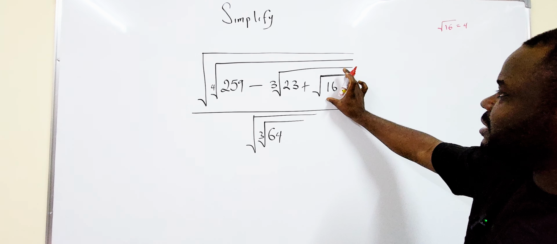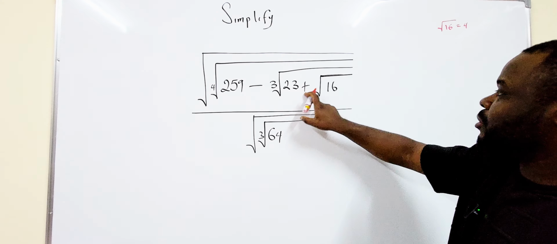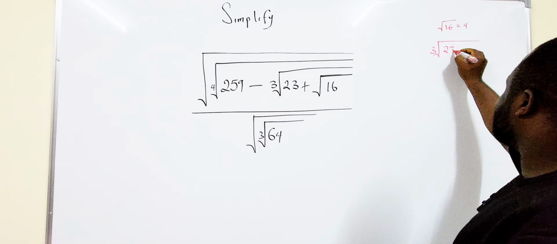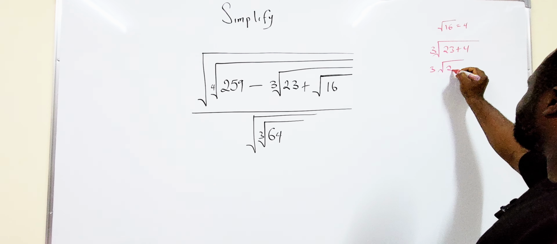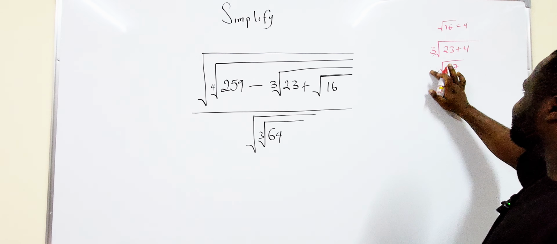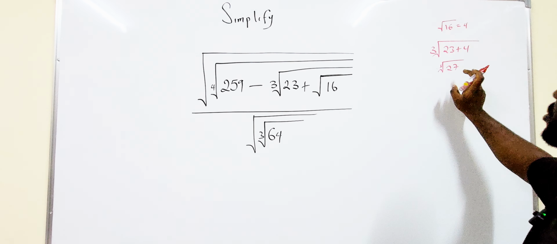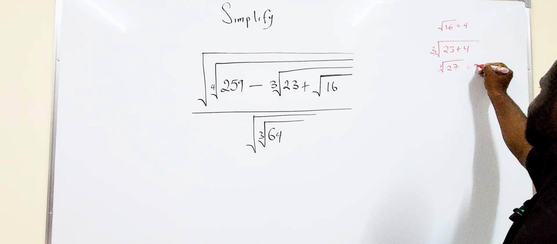Simple. So this is now 4. So you now have cube root of 23 plus 4. And this will give you cube root of 27. Sorry, so the cube root is in here. So it's the index. So what is the cube root of 27? It's going to give you 3.